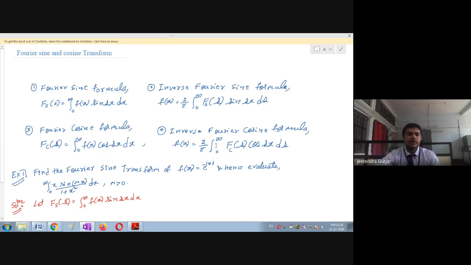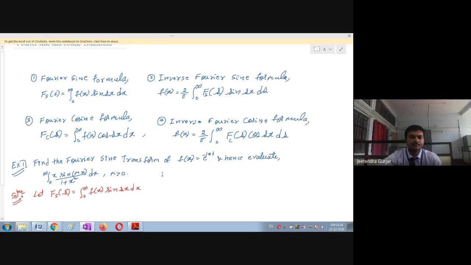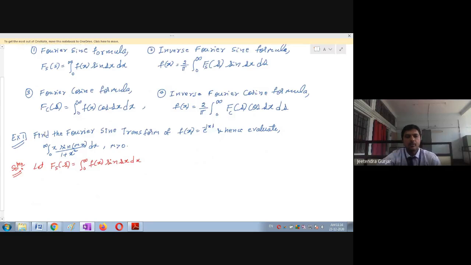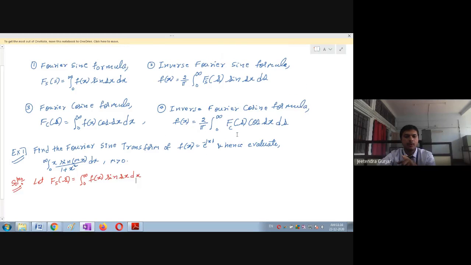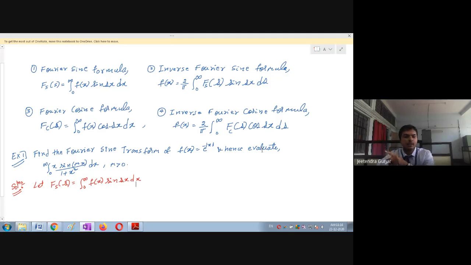So you can see the first example we are going to go with is: find the Fourier sine transform of f of x is equal to e raised to minus mod x. We will find the Fourier sine transform taking this f of x, but to evaluate, see, students, very important. Every time this question will come, and hence evaluate the integration 0 to infinity x sin mx divided by 1 plus x square dx.